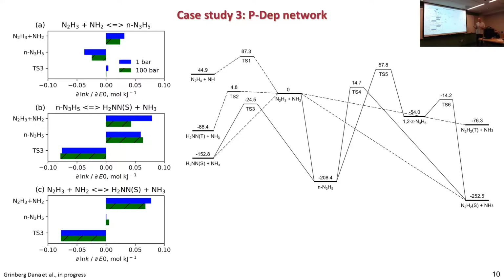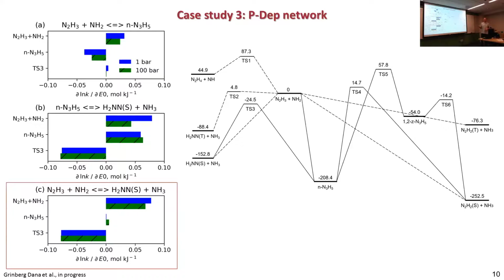I do want to go over with you the last one, which I think we can do together. If you'd like all the details, the study will be published soon this year. So let's look at the last reaction. The last reaction is N2H3 plus NH2. That will react, forming the singlet H2NN plus ammonia.